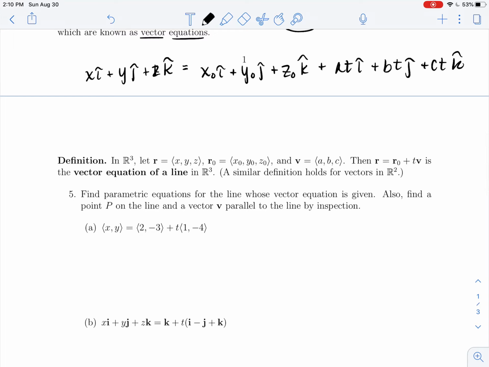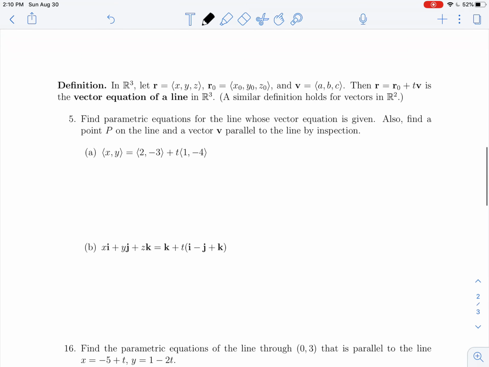All right, so our next definition is for a vector equation of a line. We already talked about parametric equations of a line, but now if we want to write it in this condensed format, what's that going to look like? So in R3, let r denote this arbitrary vector x, y, z. r naught is a particular vector going to the particular point x naught, y naught, z naught, and v is some other vector a, b, c. Then the equation r equals r naught plus tv is a vector equation of a line in R3. And then I just made a little note here that if you want to reduce it down to 2 variables or 2 dimensions, you can do the same as well.